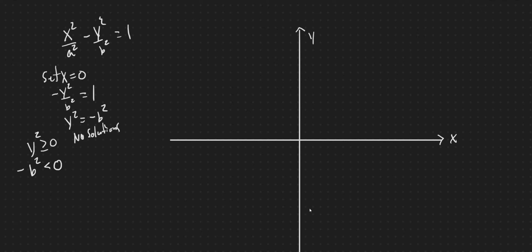And that means, since x equals 0 would be the y-axis, there are no y-intercepts for this curve. So it doesn't intersect the y-axis. All right, so that's an important structural property of this.